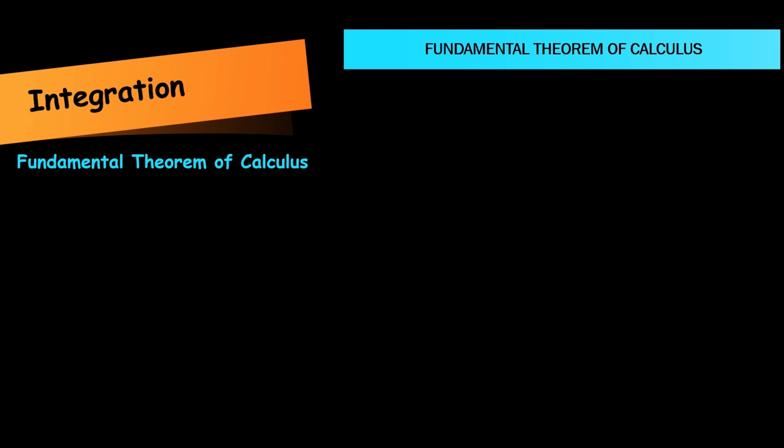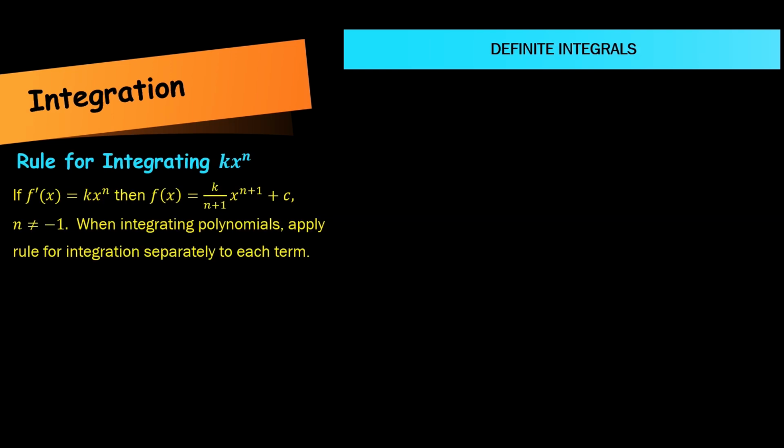The rule for integrating kx to the power n is that if f dash of x equals k times x to the power n, then f of x equals k over n plus 1 times x to the power n plus 1 plus c, where n does not equal minus 1. When integrating polynomials, apply the rule for integration separately to each term.